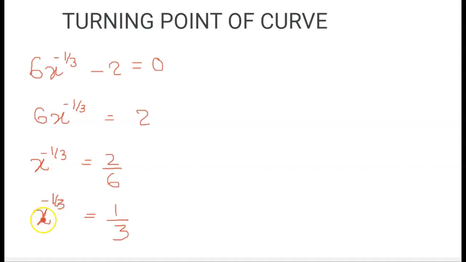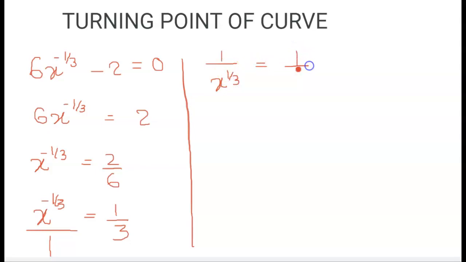And this is x to the power minus 1/3. According to the law of indices, it's up to you if you want to do that step. I need to move that one down. So that will become 1 over x to the power 1/3, because the power is now positive, and that equals 1 over 3. Now I just write that one as it is.